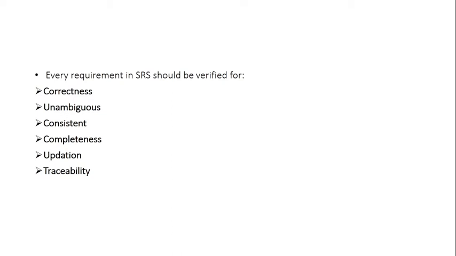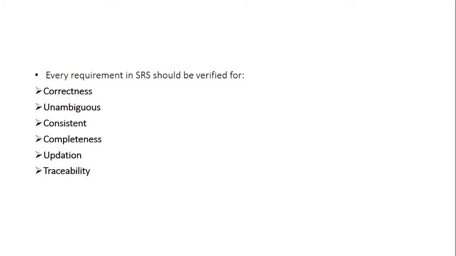So we have to avoid such ambiguous terms, right? Consistency: there must not be any contradictions present. Completeness means, say if you are supposed to implement 5 modules, those specific 5 modules must be implemented or mentioned in the SRS document. It must be updated.